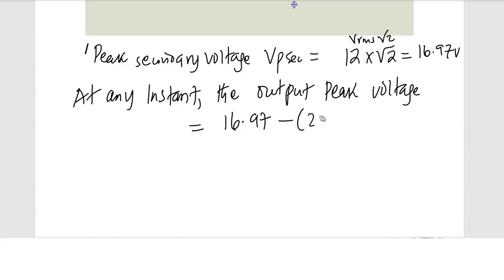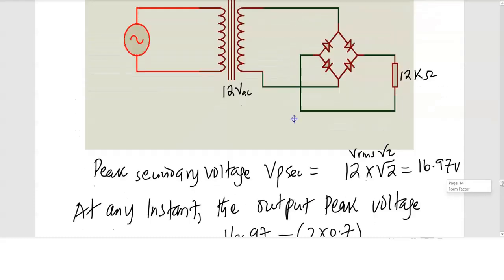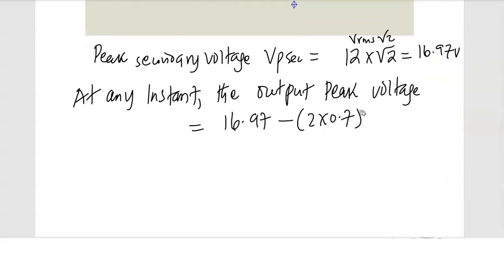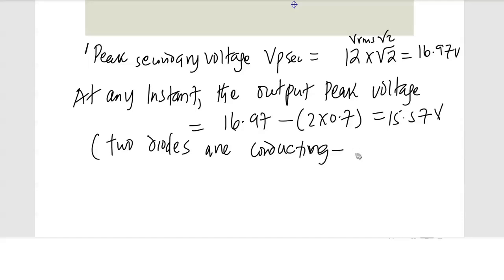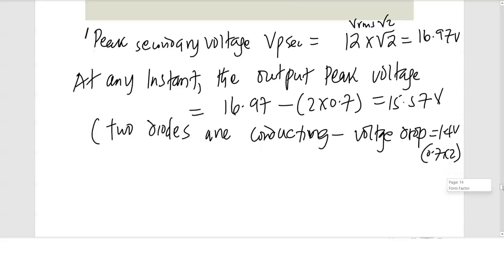We have to understand that at any instant, the output peak voltage will be equal to 16.97 minus 2 times 0.7, since we are using silicon diodes and the forward voltage drop is 0.7 volts. Since at any instant two diodes are conducting, we subtract 1.4, and this gives us 15.57 volts. So two diodes are conducting and the voltage drop is 1.4 volts, 0.7 times 2. So that's why we have that.